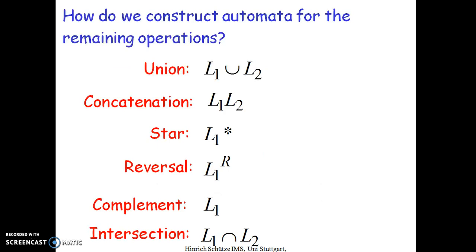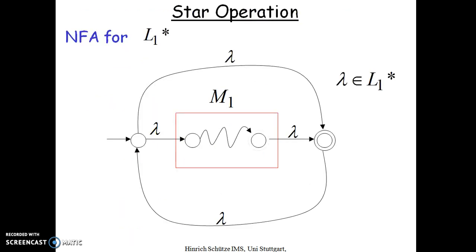Next we'll see star closure. How I have to consider the automata is: before the automata, add one initial state and add a lambda transition, and after the final state add a lambda transition, and from the final state to the initial state one lambda transition, and from the initial state to the final state one lambda transition. So this is the star closure for the given language.